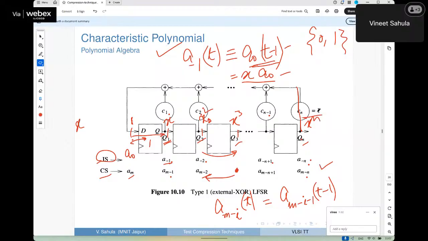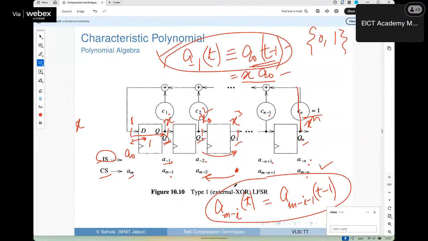Any queries? These 2 expressions are just indicative. Dear participants, if you have any query, you may type in the chat box. We will take it from there.